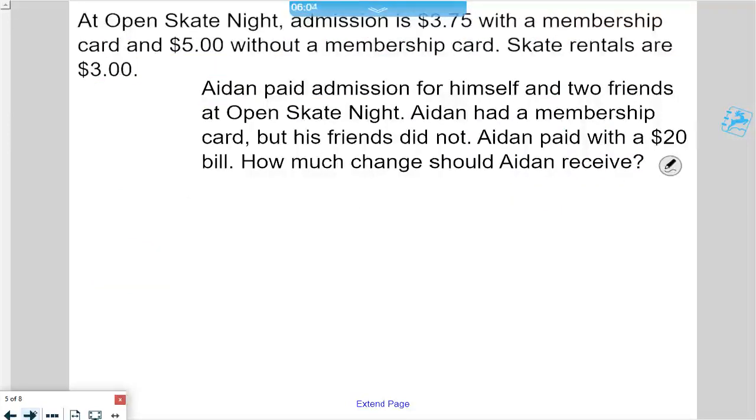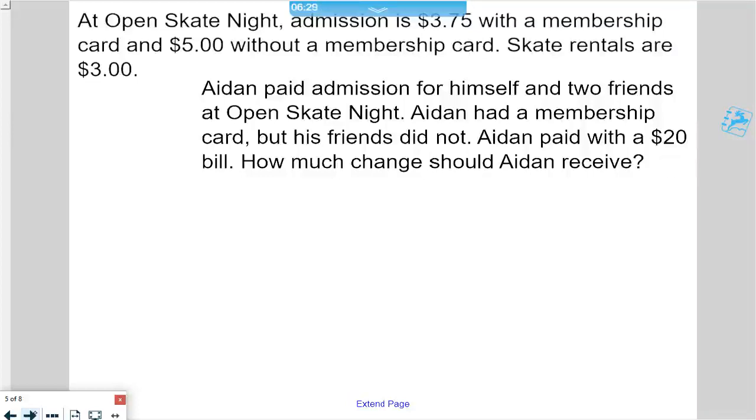All right, so now we're going to talk about open skate night. Admission is $3.75 with a membership card, $5 without a membership card. Skate rentals are $3. So here we go. Aiden paid for admission for himself and 2 friends at open skate night. Aiden had a membership card, but his friends did not. Aiden paid with a $20 bill. How much change should Aiden receive?